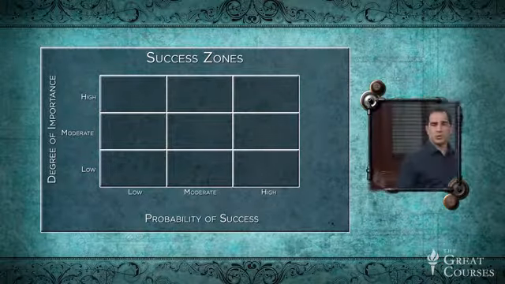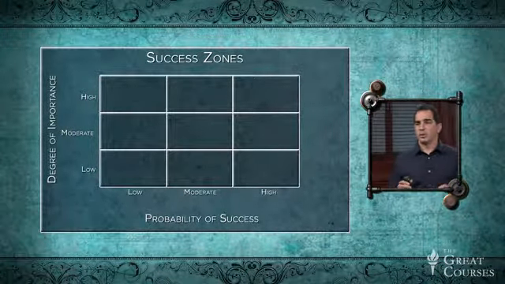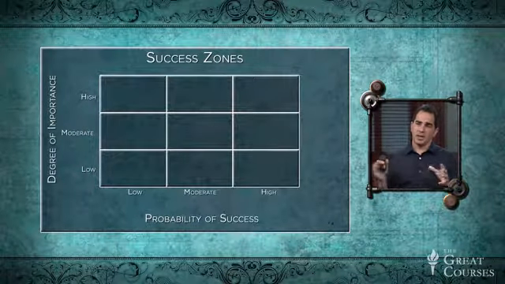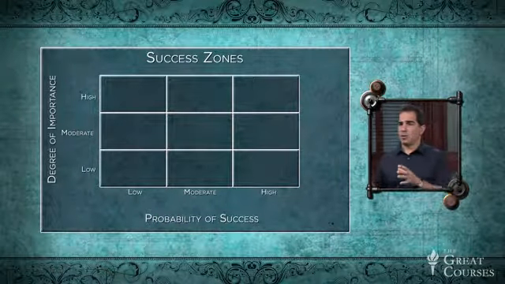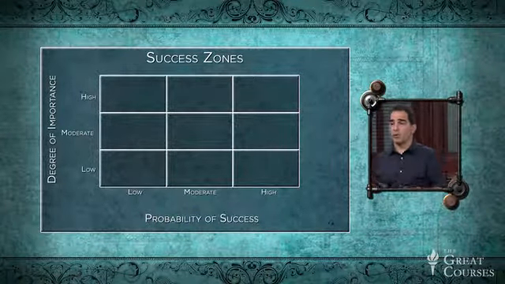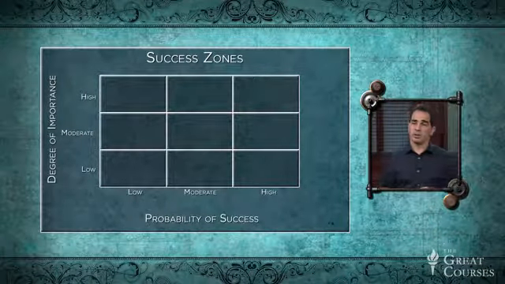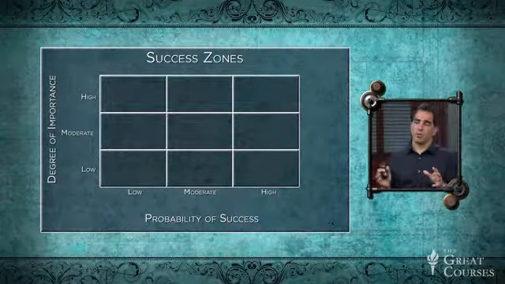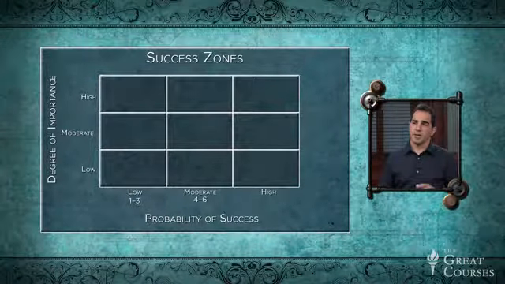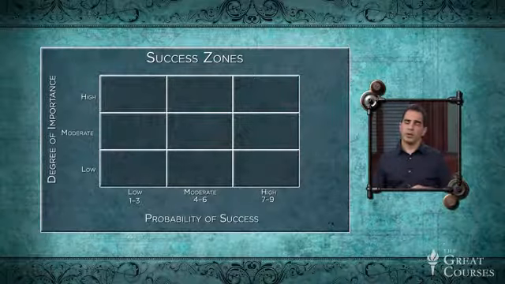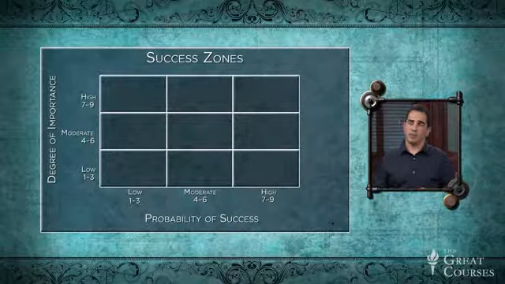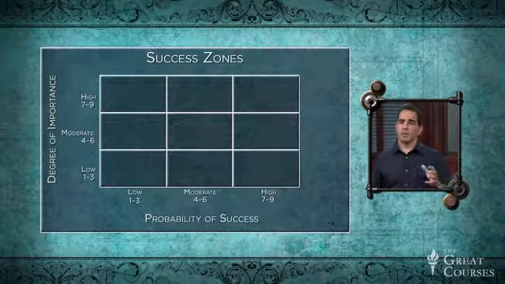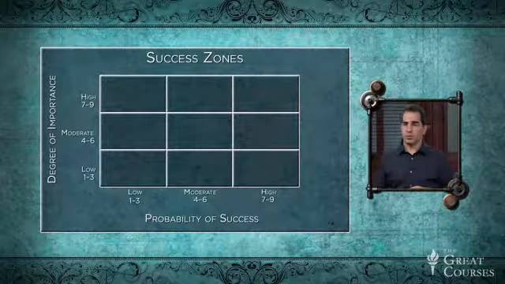Now let's take that information and use it to put it within the success zones graph. The way this graph works is it's organized along the bottom for probability of success. And we take our number and that fits into one of 3 areas, either low, moderate, or high. Low probability of success, moderate probability of success, or a high probability of success. Low would be a score of 1 to 3. Moderate is 4 to 6. High, 7 to 9. We do the same thing for degree of importance, which we place along the vertical axis from low to high, blocked out low, moderate, and high. This creates a 3 by 3 matrix.